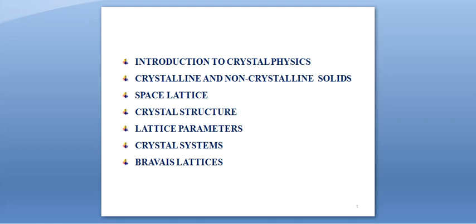Then lattice parameters, crystal system. There are 7 crystal systems available. Then Bravais lattice. There are 14 Bravais lattices available. So we are going to see one by one. First we are going to see introduction to crystal physics.